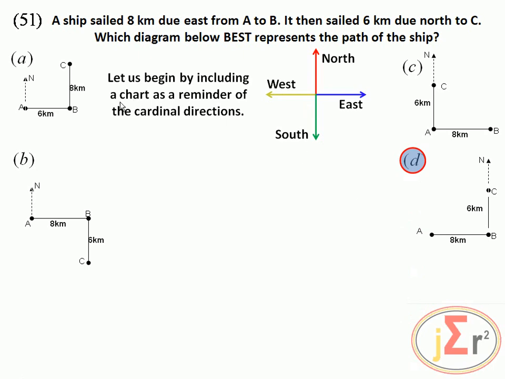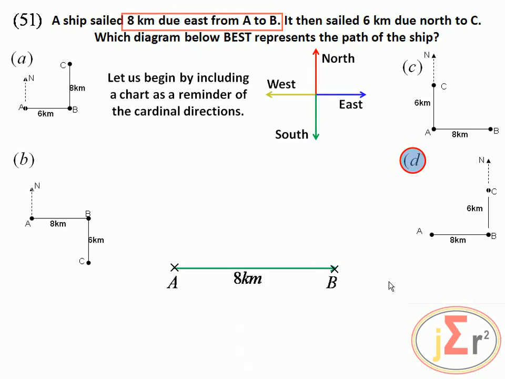Why is it that A is not the correct answer? Let us take a look at it. There we have A. We are going from A to B. A ship sailed 8 kilometers due east. Therefore, from A we will go in the direction of east to B, that direction. Right, there we have B. And we have 8 kilometers. So we have A to B in an eastward direction, and the distance covered is 8 kilometers.